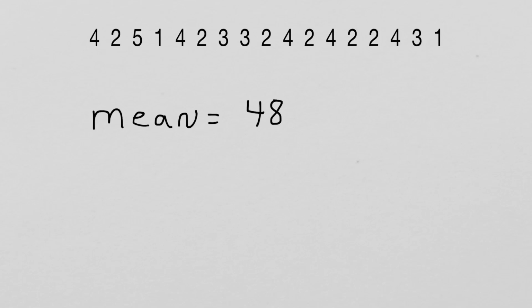Now to complete it and find the mean or find the average, you divide by the total number of items you've got. If you count these, you've got 17. Stick that straight into your calculator. You're going to get a mean of 2.82.